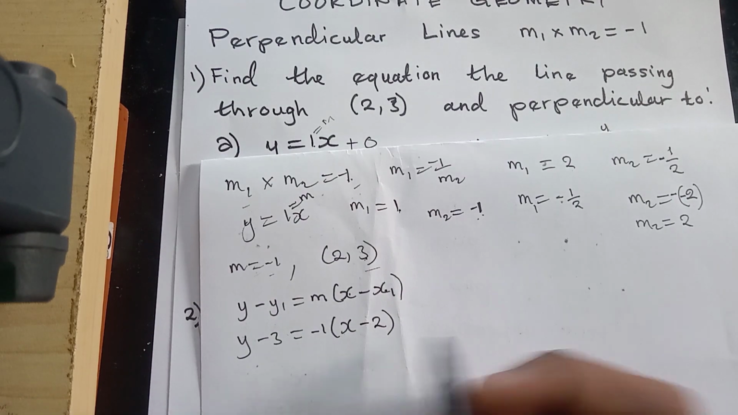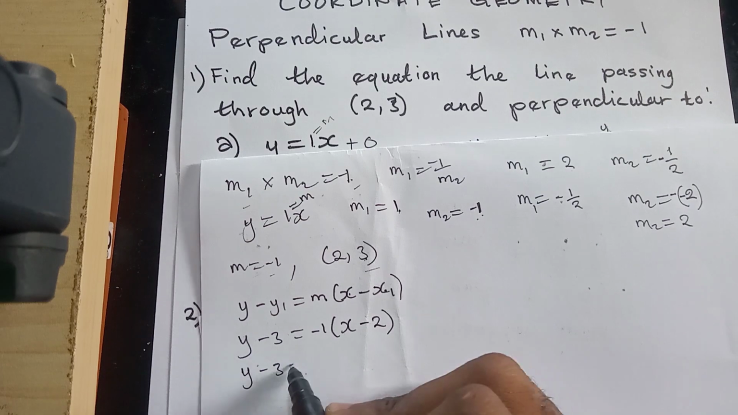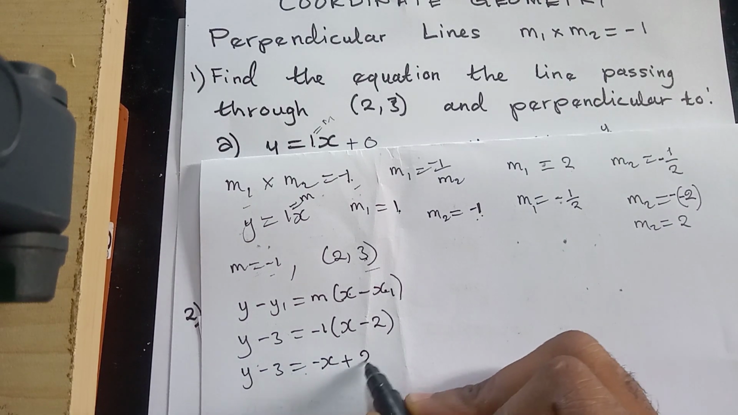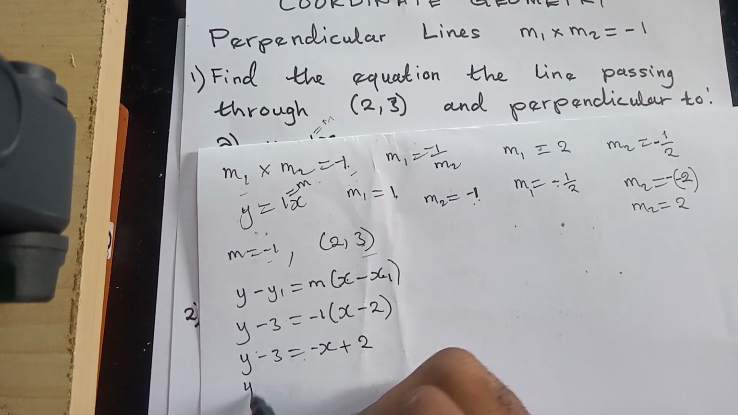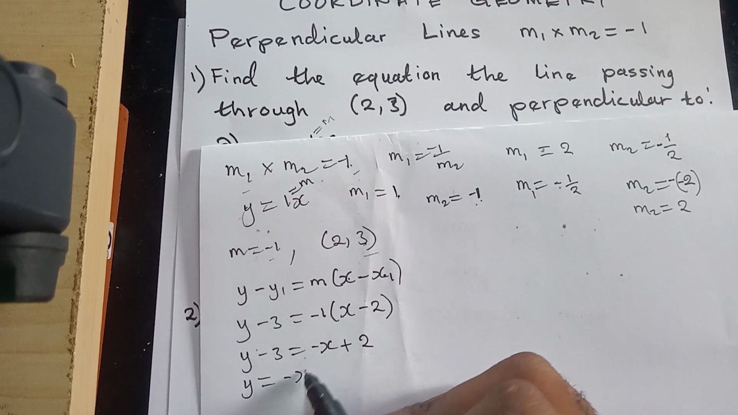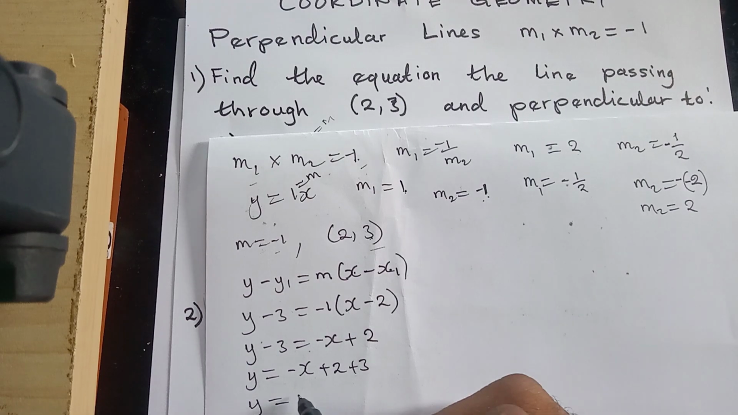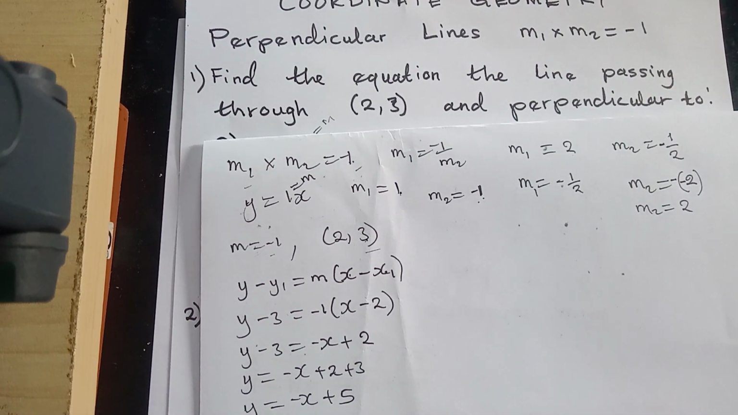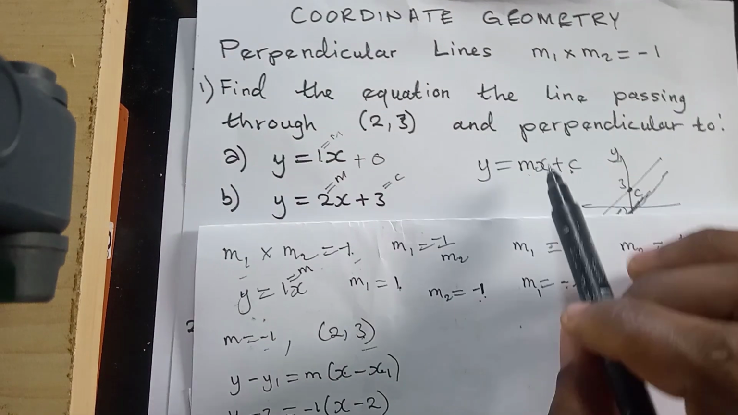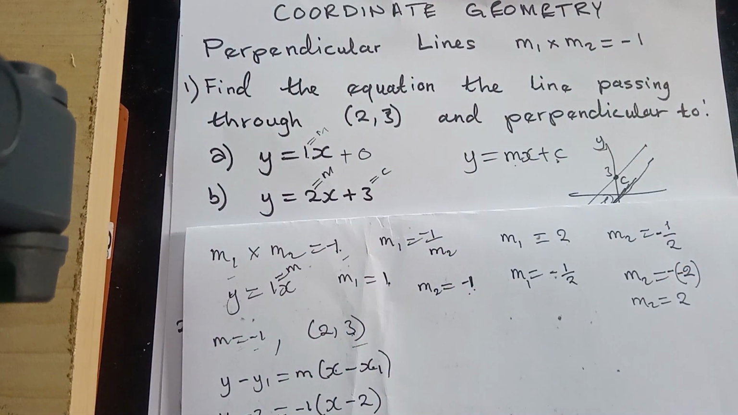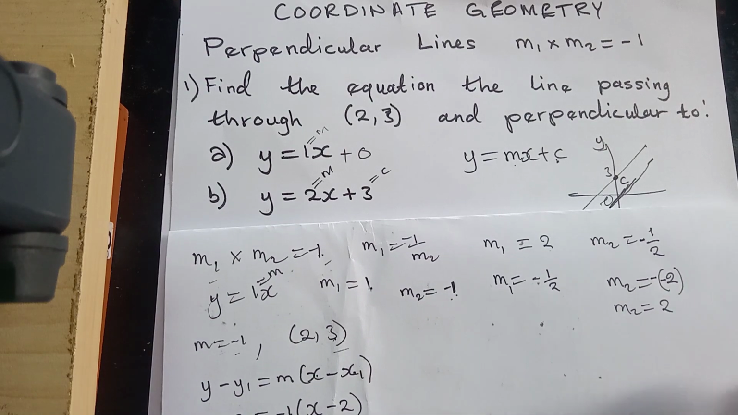So now to find the equation of this line, you can expand this times this, you have -x, this times this, you have a 2. Then you can take the 3 to the other side, -x plus 2 plus 3, so that your equation is -x plus 5. So in case you don't understand why we are saying m is the gradient when you express it in this form, we have talked about this in another video.